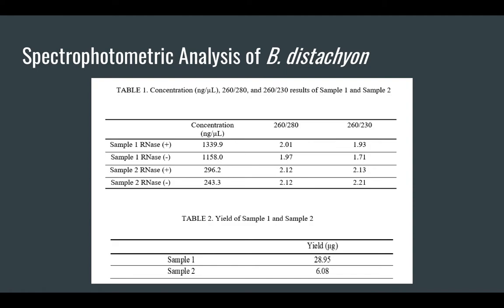Our spectrophotometer results indicate that sample 1 had a comparatively higher concentration of nucleic acid than sample 2. The 260 to 280 ratio value of around 1.8 indicates a relatively pure DNA concentration, whereas a ratio of around 2 indicates a relatively pure RNA concentration in the sample. The 260 to 230 ratio of around 2.0 to 2.2 indicates relatively pure nucleic acid samples. And the samples without RNase were the ones used to conduct the yield for samples 1 and 2.